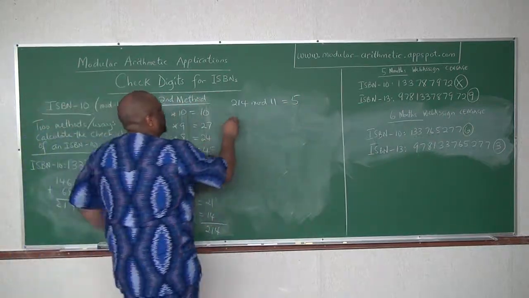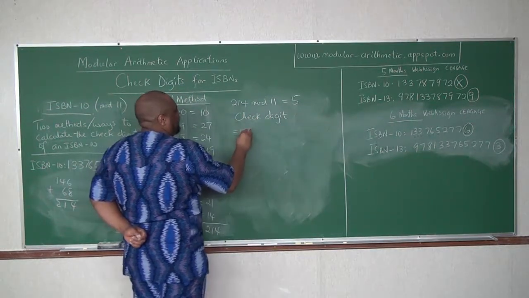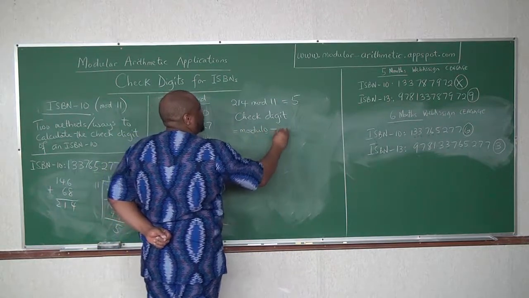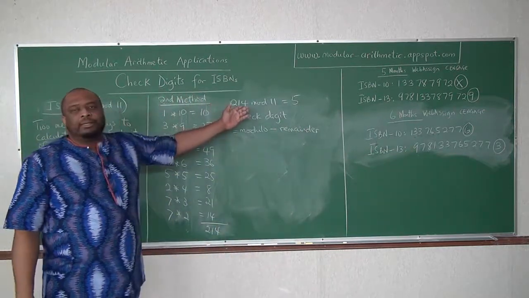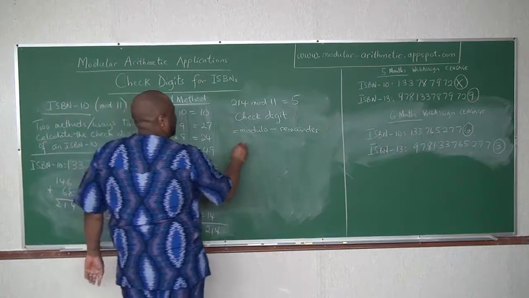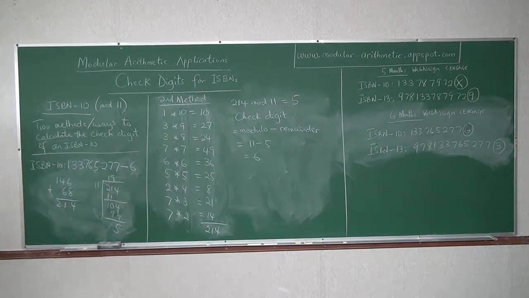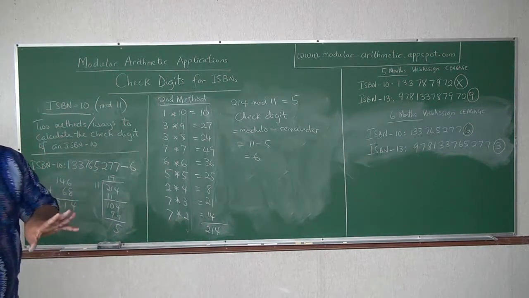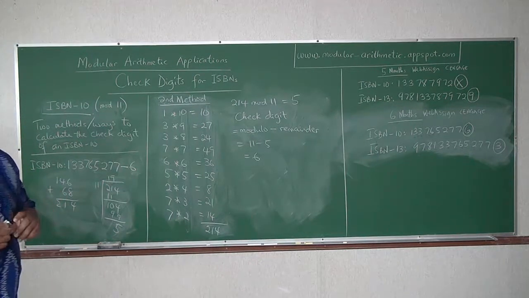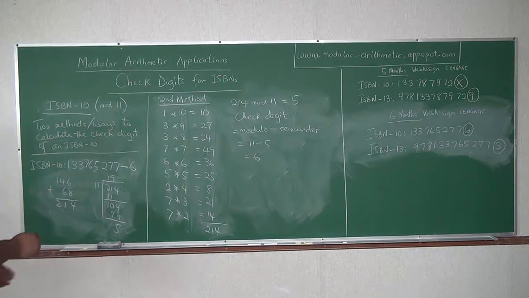Then the check digit will be the modulo, which is 11, minus the remainder. Because this here is the remainder, 5. But the modulo is in mod 11. 11 minus 5, and that is 6. Same thing. Okay? Do you get it? Okay, so we are done with ISBN-10. Let us now go to ISBN-13 to calculate the check digit for ISBN-13. Okay?